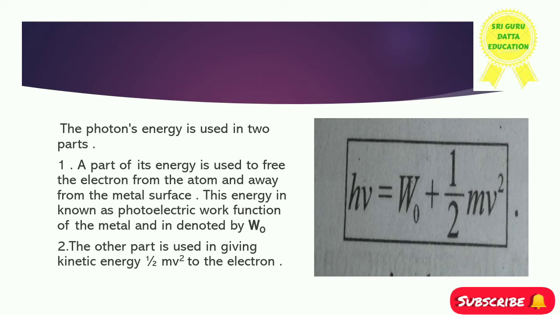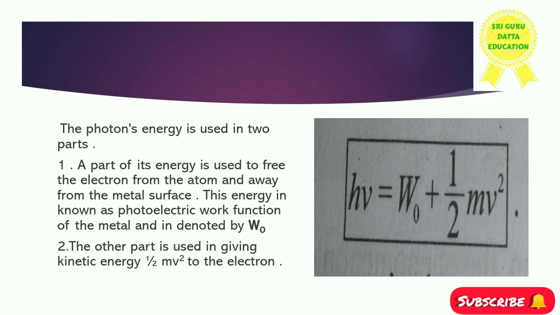The photon's energy is used in two parts. Part 1: a part of its energy is used to free the electron from the atom and away from the metal surface. This energy is known as the photoelectric work function of the metal, and is denoted by W0. The other part is used in giving kinetic energy, half m v square, to the electron, so that by adding these two we get h nu, the photon energy.